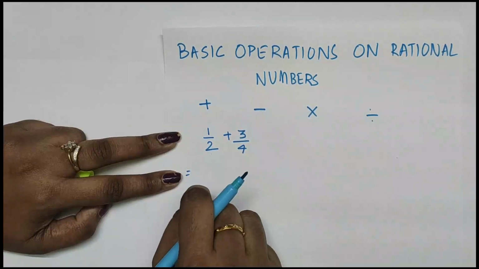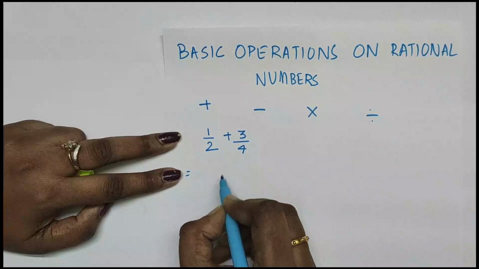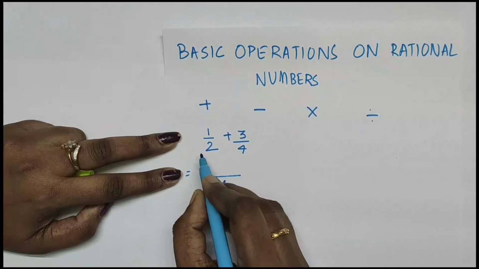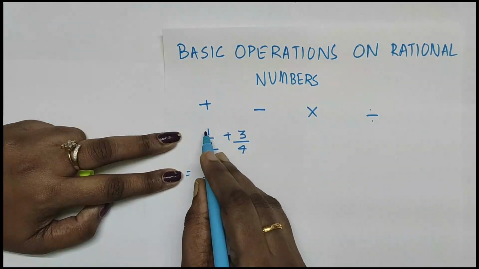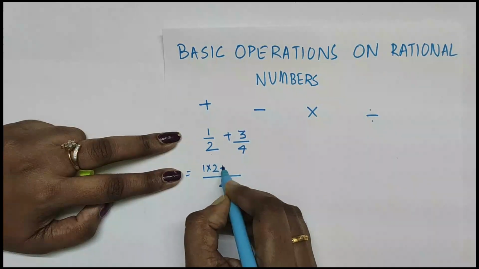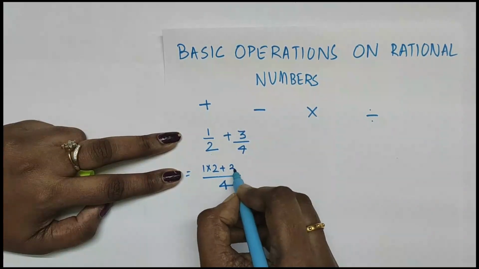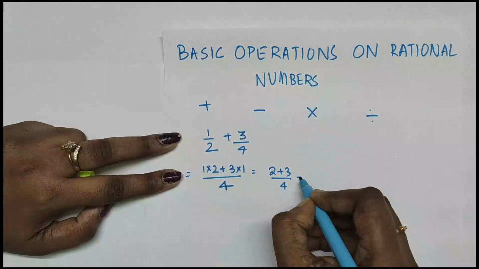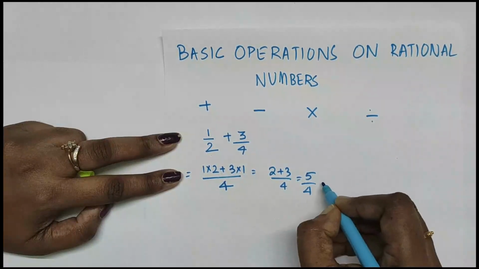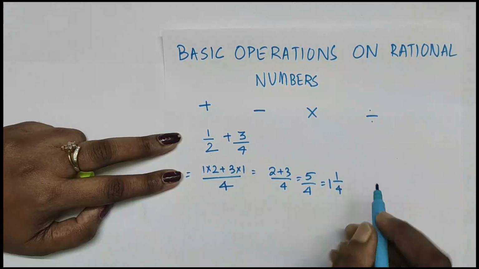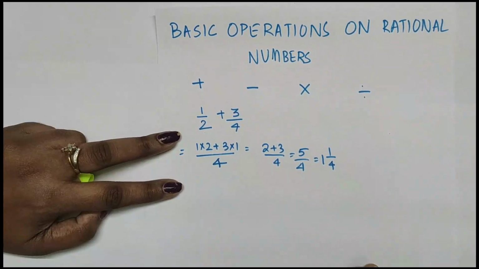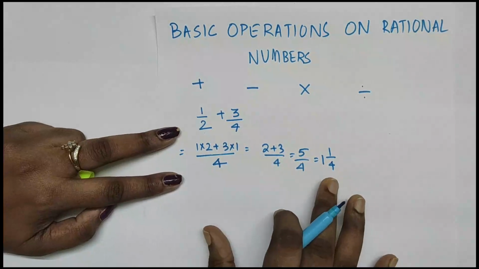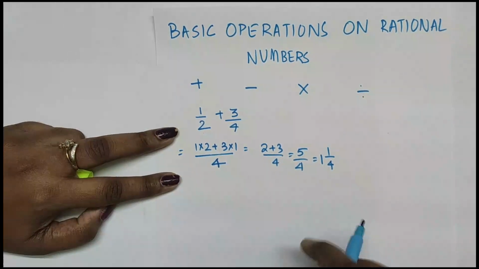As you can see, the denominators are different, so you have to take the LCM. If we take the LCM, we will get 4. You know that 2 twos are 4, so I'll multiply 1 into 2, plus 4 ones are 4, so 3 into 1. That gives me 2 plus 3 by 4, that is 5 by 4. I can then convert it into a mixed rational number.